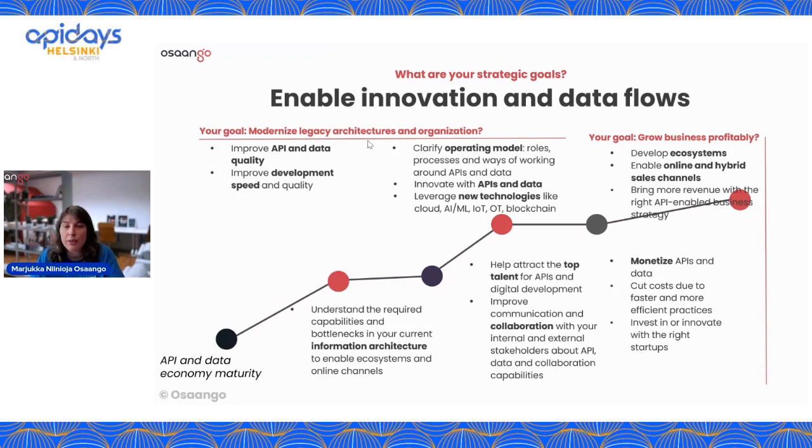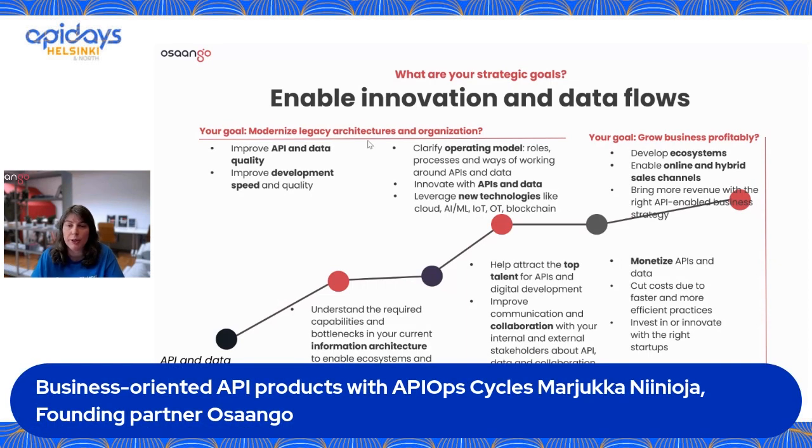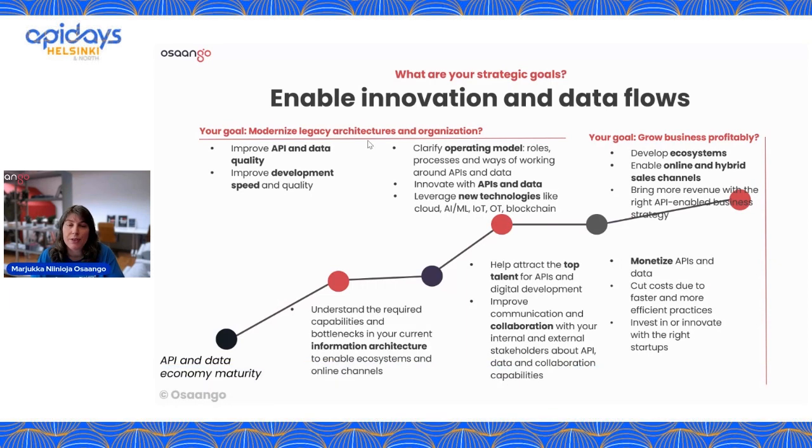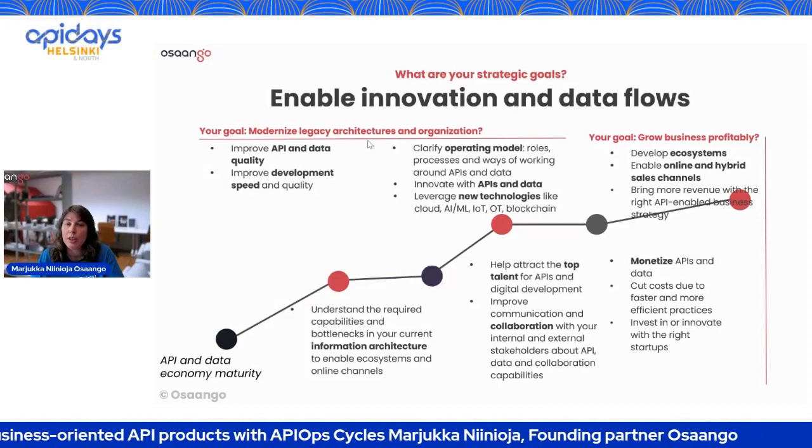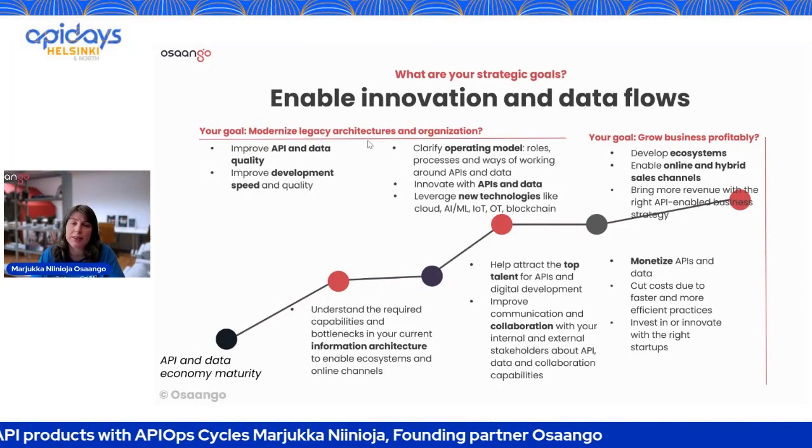So in order to actually achieve both the technical goals and the business goals and the organizational modernization, you have to use methods to work with APIs that help those people that need to be involved talk to each other and really understand how to innovate with APIs and leverage new technologies.